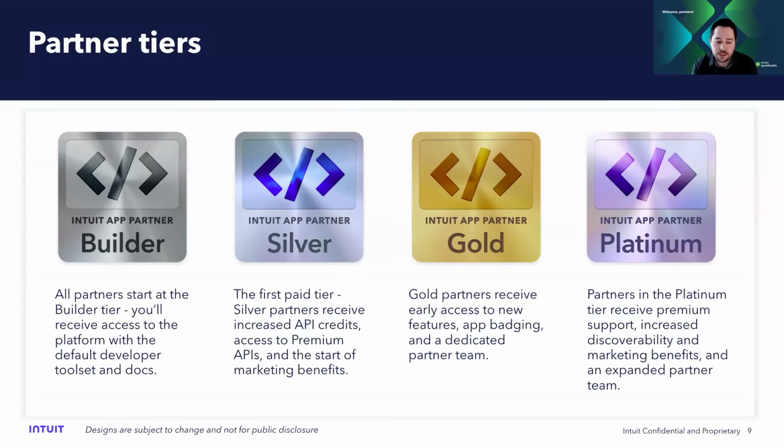And our first paid tier, which is Silver. In this tier, partners will receive an increased level of API credits, which we'll dive into great detail in just a bit here. This is when you also start getting access to premium APIs. It's when the marketing benefits also start to kick in. The next tier, Gold, partners will now receive early access to new features, app badging, so ways to really differentiate your app in the marketplace and the ecosystem. And as well, a dedicated partner team. So everything Intuit, you will have dedicated points of contact to help drive the partnership forward.